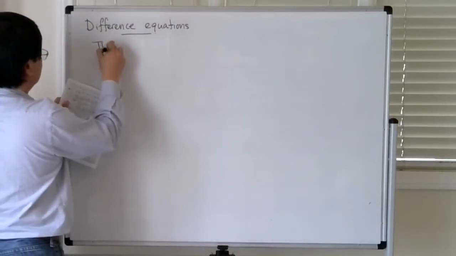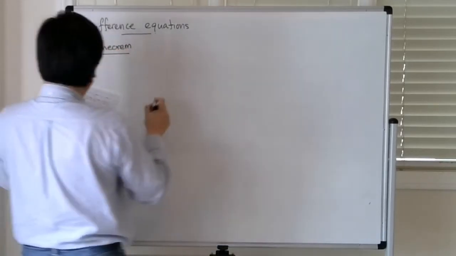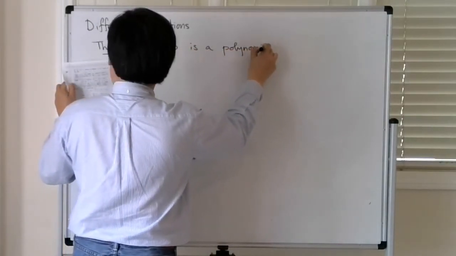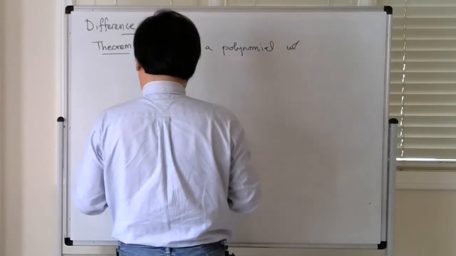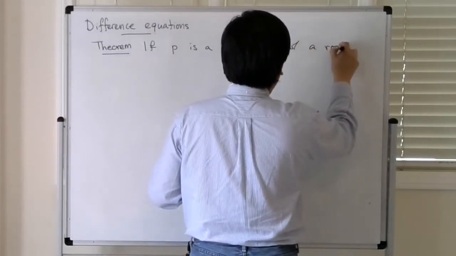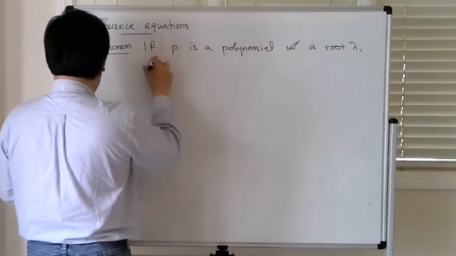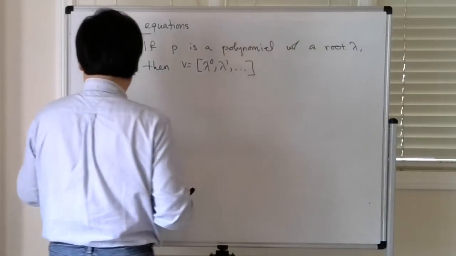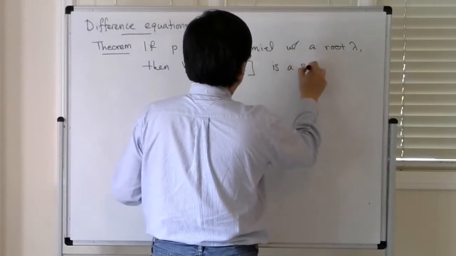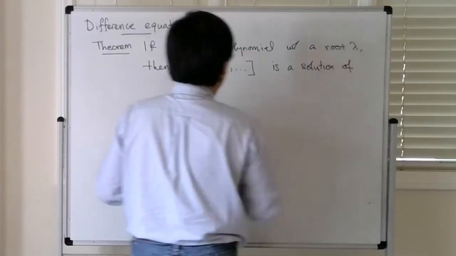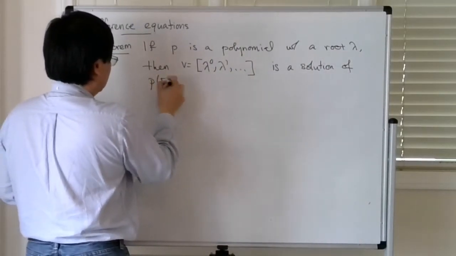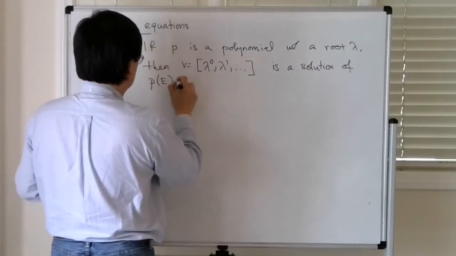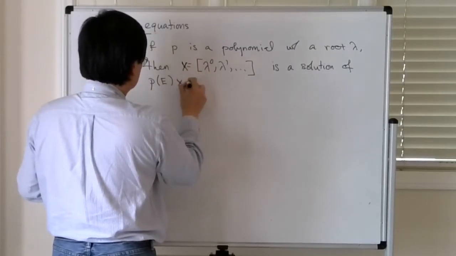Okay, so the theorem is as follows. If P is a polynomial with a root lambda, then v equals lambda 0, lambda 1, and so on, is a solution of this linear constant coefficient difference equation, P of E acting on x equals 0.